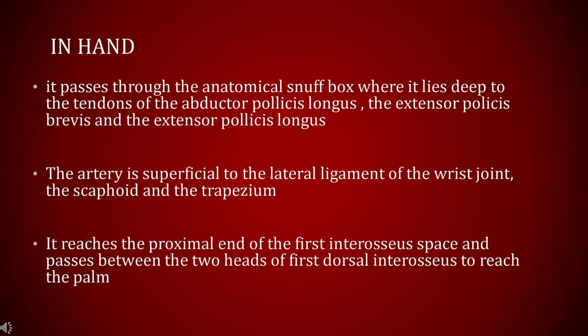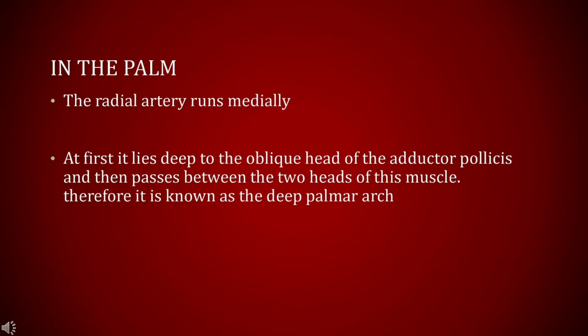It reaches the proximal end of the first interosseous space and passes between the two heads of first dorsal interosseous to reach the palm. In the palm, the radial artery runs medially. At first, it lies deep to the oblique head of the adductor pollicis and then passes between the two heads of this muscle. Therefore, it is known as the deep palmar arch.